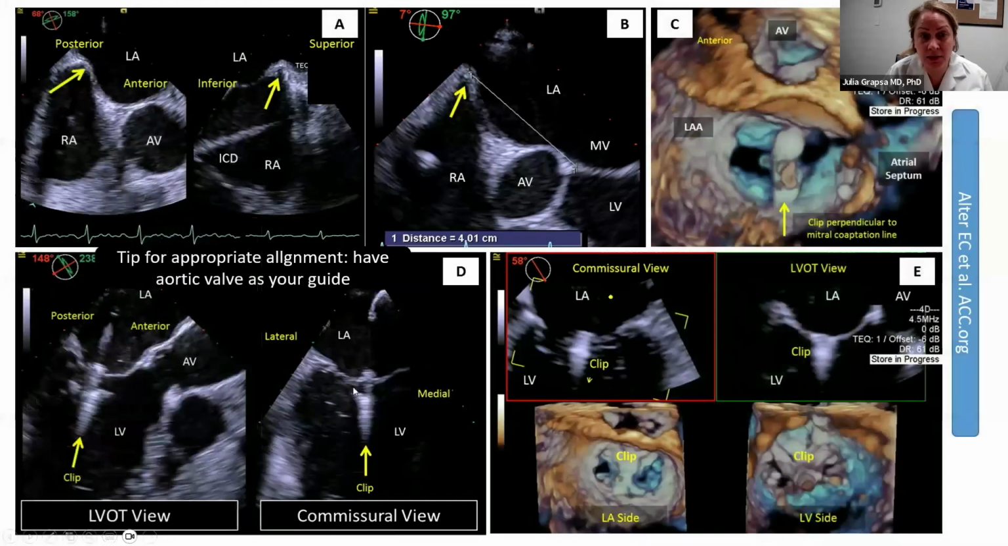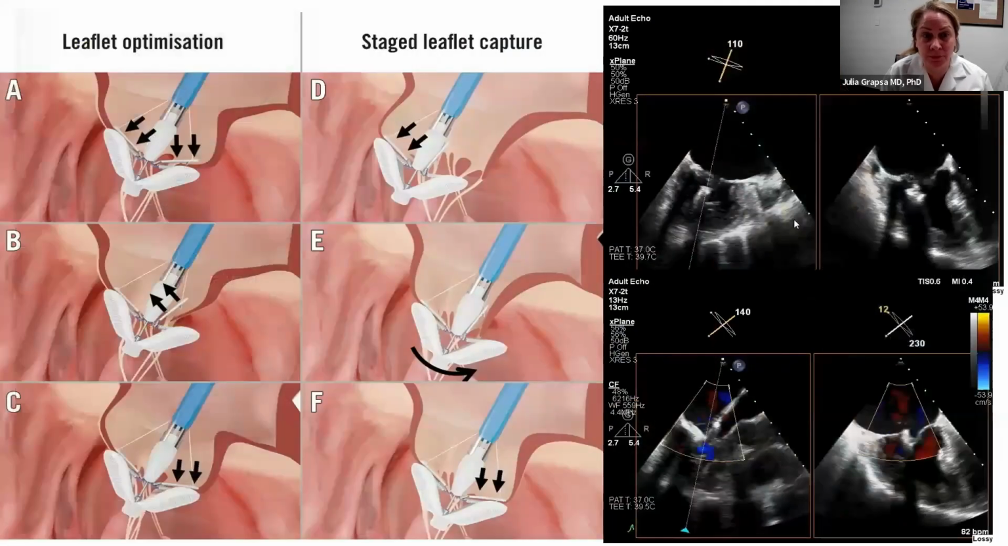device. And then it's important to use the aortic valve as a guide. So we use the LVOT view, and then with X-plane we use the commissural view, and many times we will alternate between the 3D and MPR in order to position the clip. Many times we will go between 12 and 6 o'clock, and if we have an A2P2 prolapse, then we will see that this clip is perpendicular to the mitral coaptation line, and it would be ideal in order to have an excellent outcome.